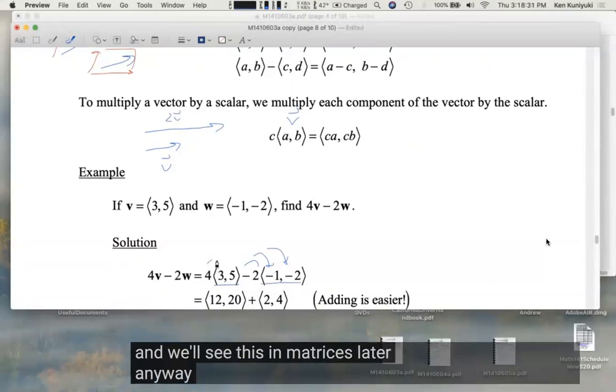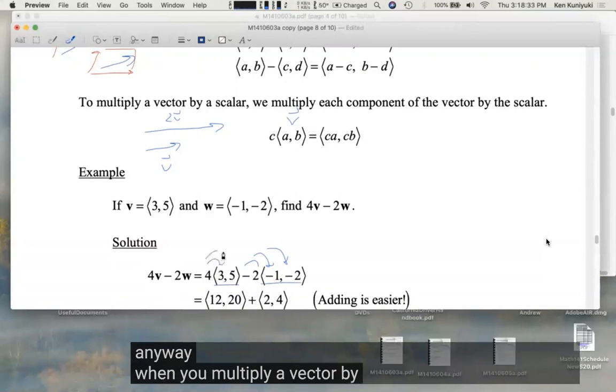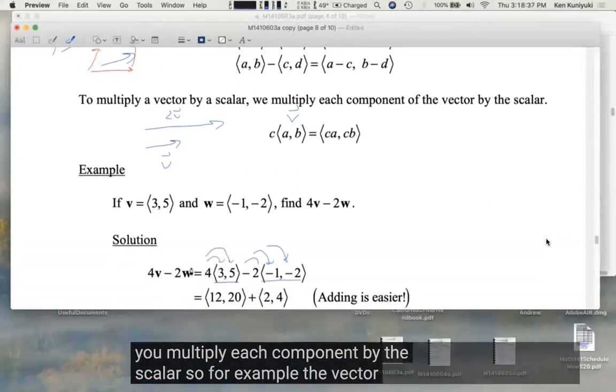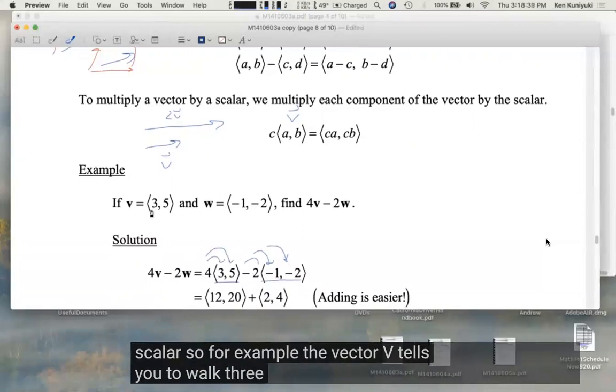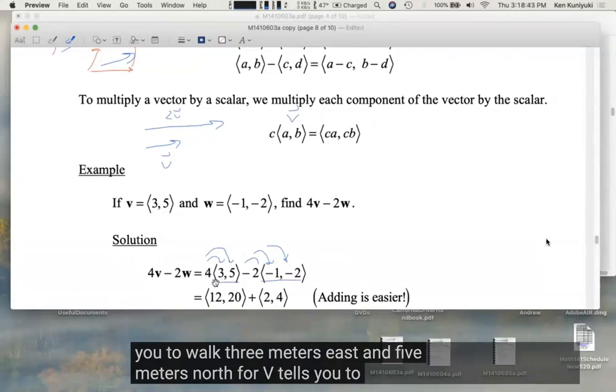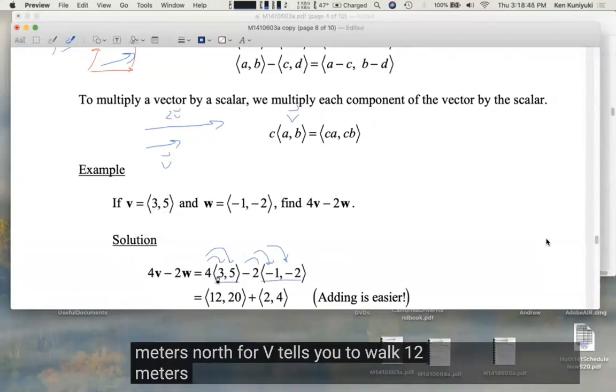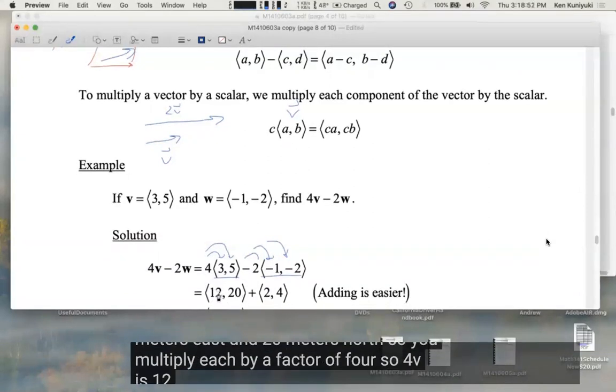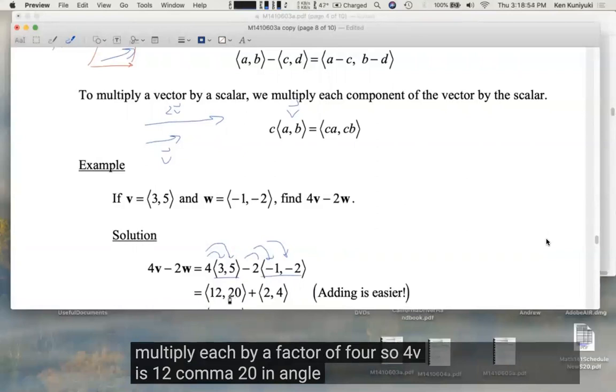Anyway, when you multiply a vector by a scalar, you multiply each component by the scalar. So for example, the vector v tells you to walk 3 meters east and 5 meters north. 4v tells you to walk 12 meters east and 20 meters north. So you multiply each by a factor of 4. So 4v is 12 comma 20 in angle brackets.